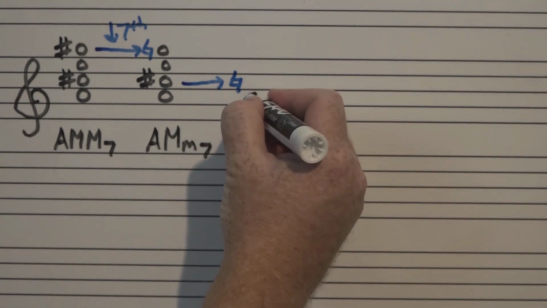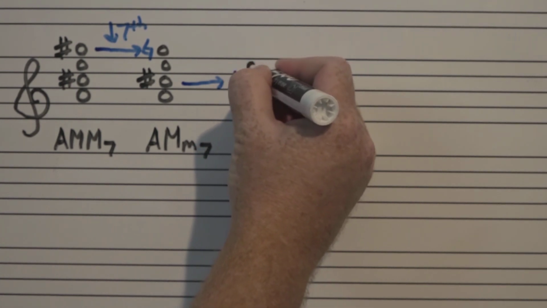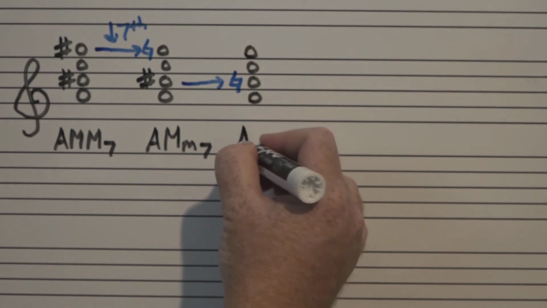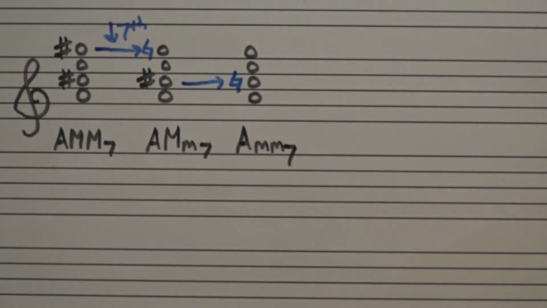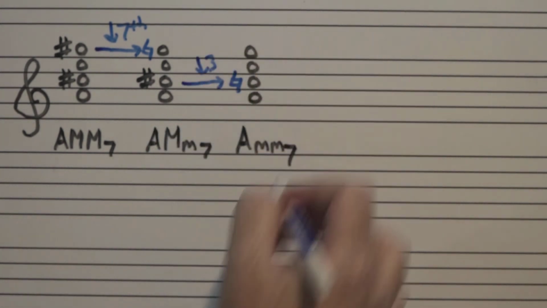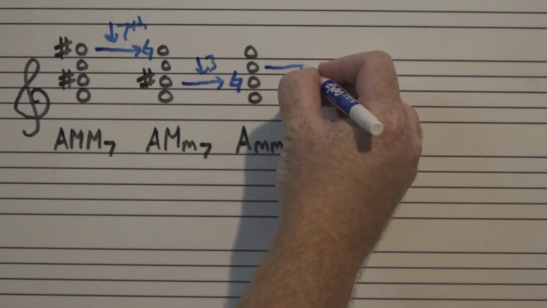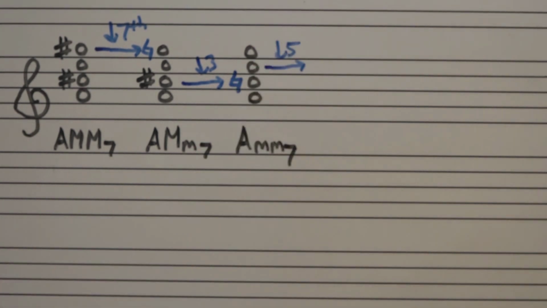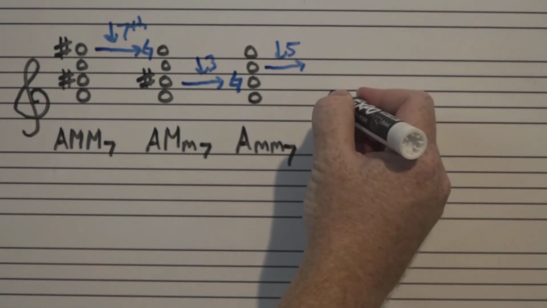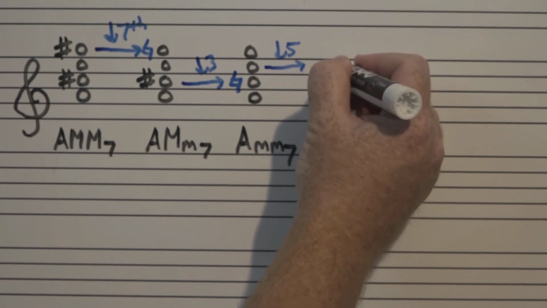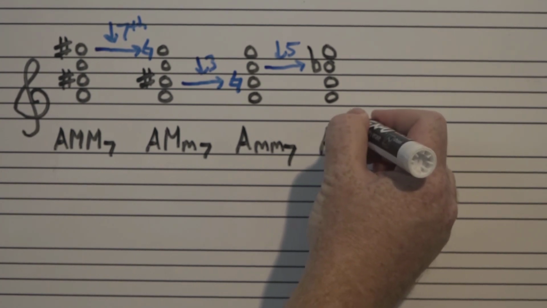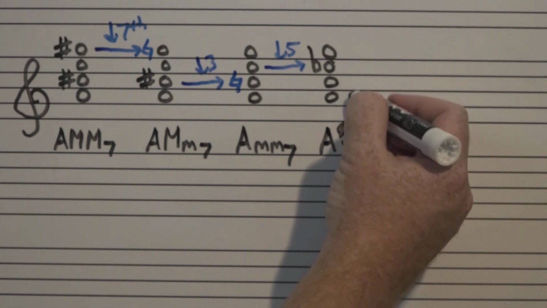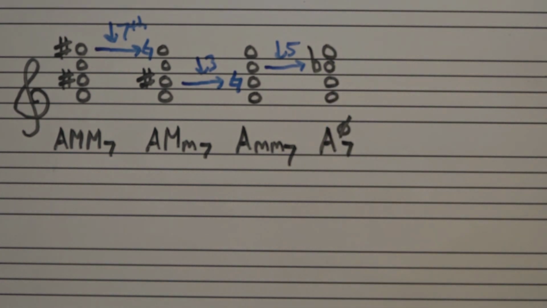So we have A, C, E, and G to make our A minor 7th. So we've lowered the 3rd right there. And now we're going to lower the 5th to get to A, C, E flat, and G, which is A half diminished 7, meaning there's a diminished triad and a minor 7th.